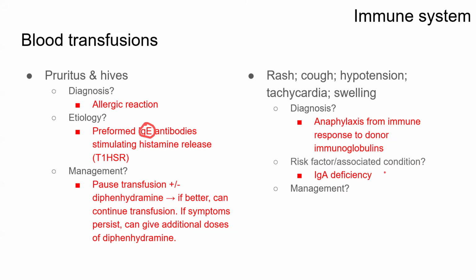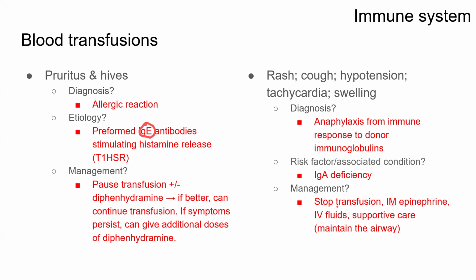Okay, the management of anaphylaxis to blood transfusions, again, similarly to before, you stop the transfusion. But since this is anaphylaxis, you can treat it very similarly to anaphylaxis to anything else like peanuts or bee stings, where you give an EpiPen or IM epinephrine, IV fluids in this case because hypotensive and tachycardic, and then supportive care.